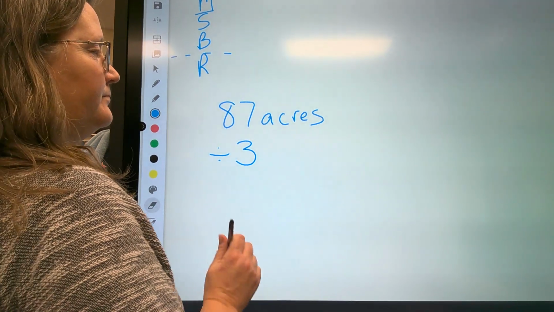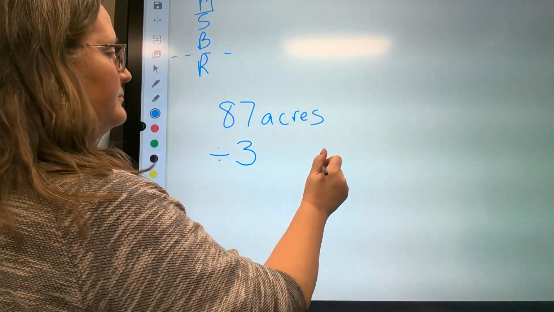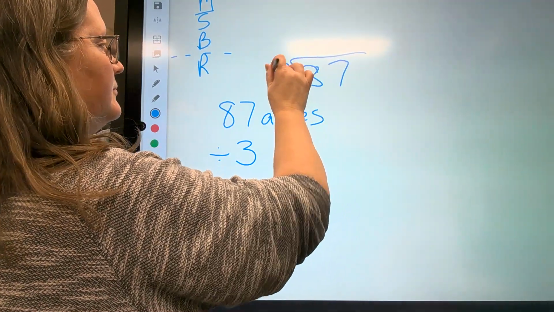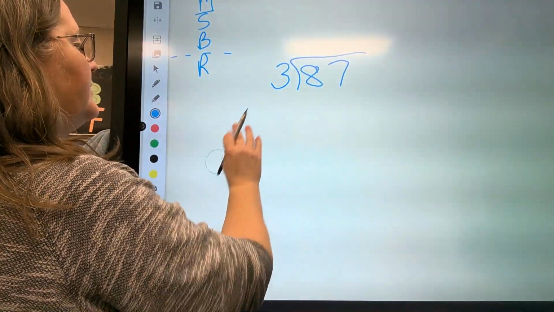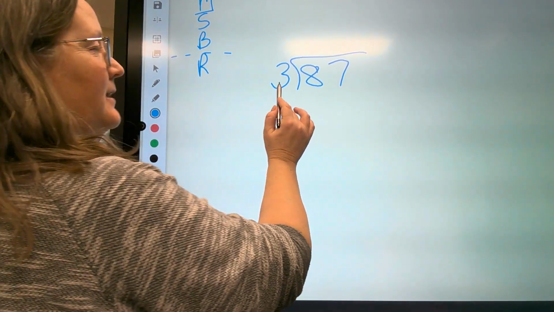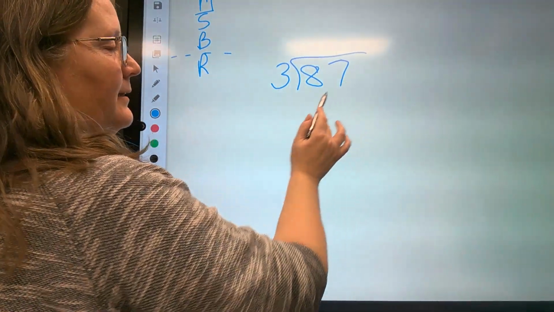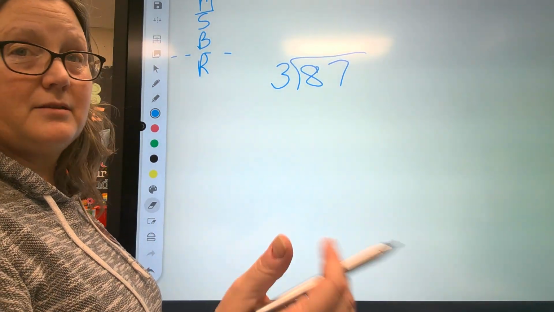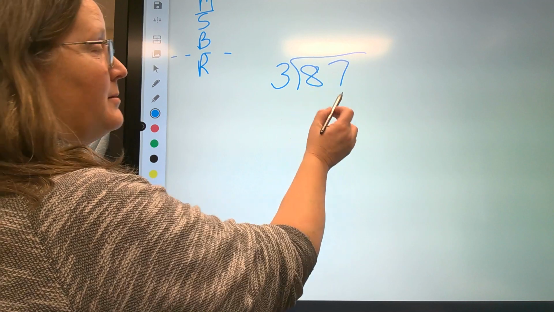You write 87 divided by 3 equals. All right, 87 divided by 3. I've written my problem out. Now again, I can't count up by 3s and get to 87 with what we've done, right? 12 times 3 is 36. That's the highest we go. It's going to be more than that.